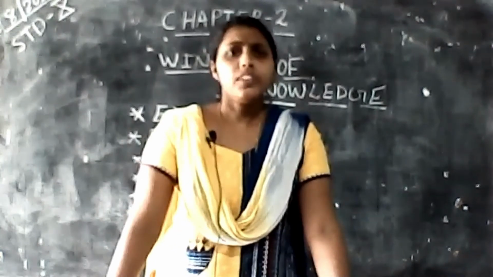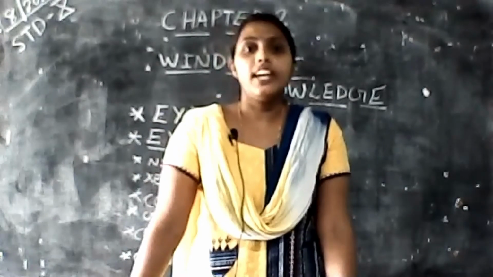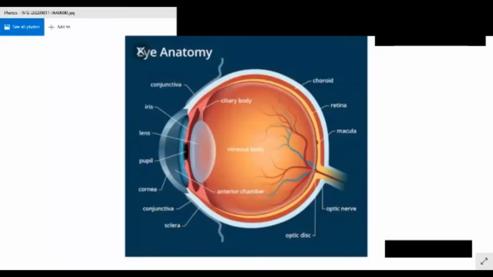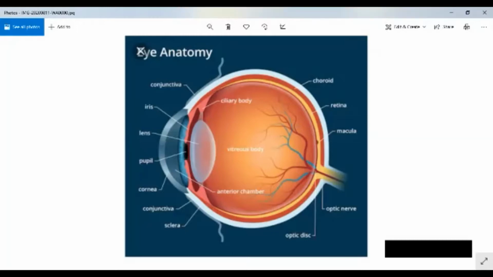Then in this first step, we can see the structure of the eye, which are the parts of the eye. So here in this picture, you can see the eye has three layers. Which are the layers of the eye? They are namely sclera, choroid, retina. You can see in the labeled diagram sclera, choroid, retina.